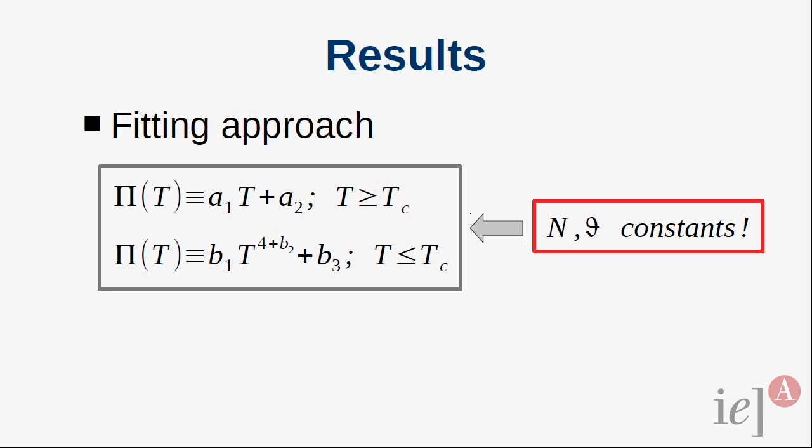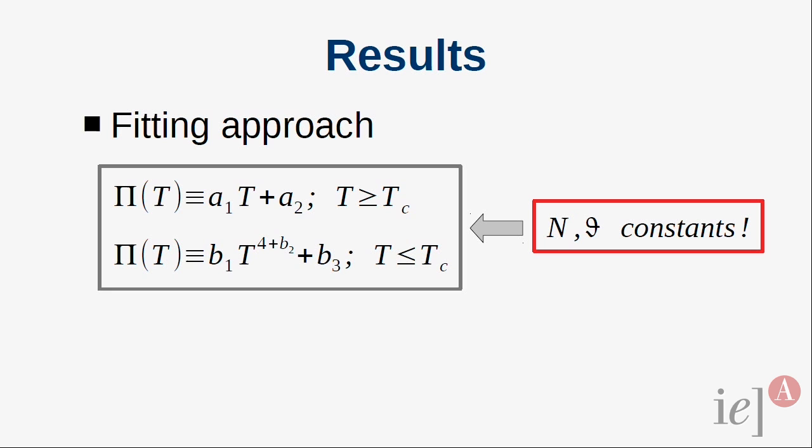We have all those terms that are found, and we know that above the critical temperature it must obey the Gay-Lussac's law. So we expect that this should be a linear behavior, and this is the approach.